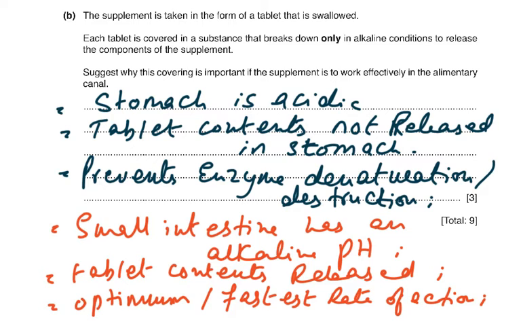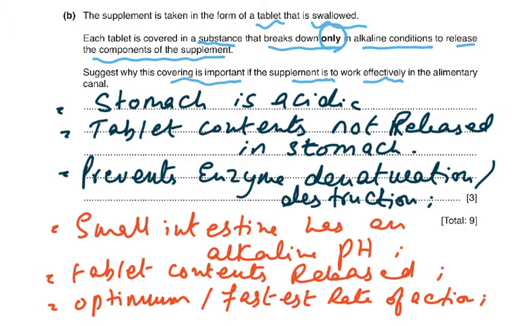Part B of the question is the supplement is taken in the form of a tablet that is swallowed, and each tablet is covered in a substance that breaks down only in alkaline conditions. Only is highlighted, in alkaline conditions to release the components of the supplement. So basically, it's a tablet and it is not going to release its contents unless it's in an alkaline condition. Suggest why this covering is important if the supplement is to work effectively in the alimentary canal.